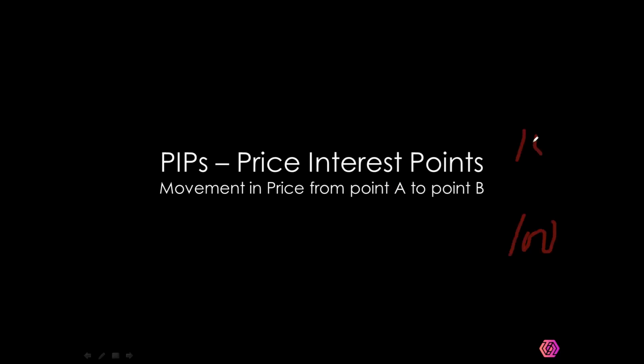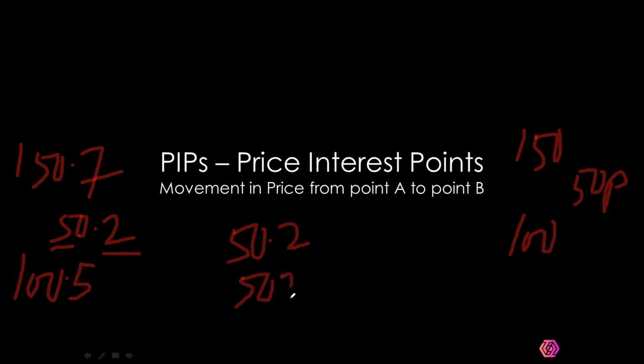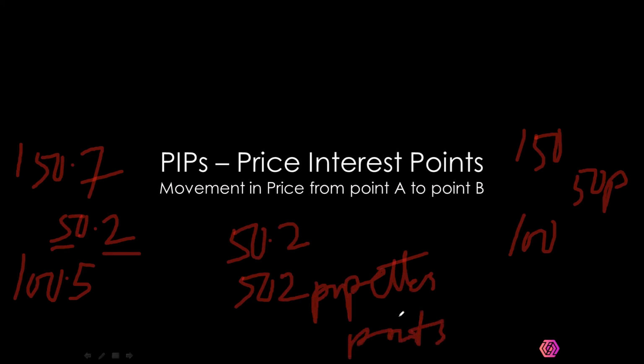If the price moves from 100 to 150, then we can call this 50 pips, right? But if the price moves from 100.5 to, let's say, 150.7, the difference between these two will be 50.2, if my math is correct. So if it's 50.2, that simply means it is 50 pips and 2 pipettes. Or it can be written as 502, which is known as 502 pipettes. Sorry about my handwriting. Pipettes are also known as points. So understand this: 502 points is also 50.2 pips. I hope you guys are getting this, right? 50.2 pips or 502 pipettes, also known as 502 points.